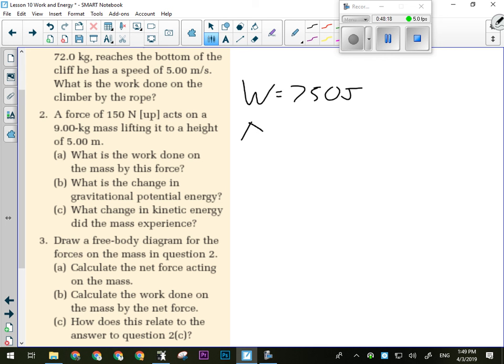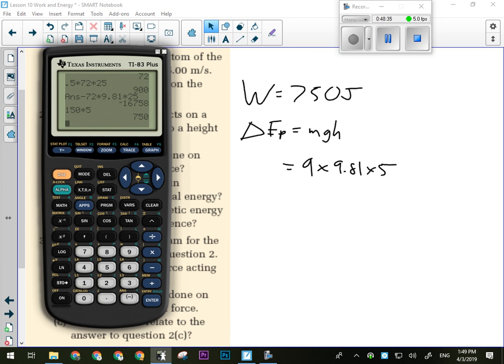Well, the change in potential energy would be m times g times the change in height, which is 5 meters. So I'm going to take my 9 kilograms times 9.81 times 5 meters. That's not going to be 750. It's 441.45 joules.